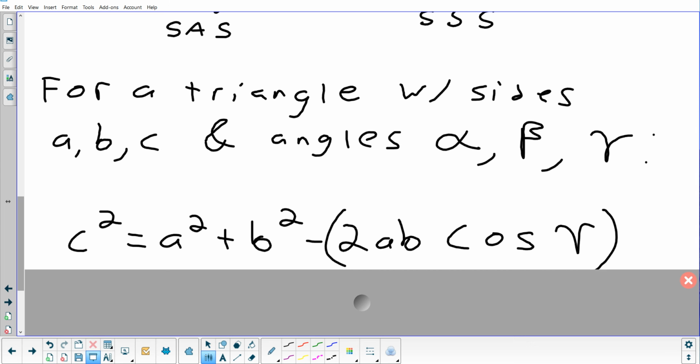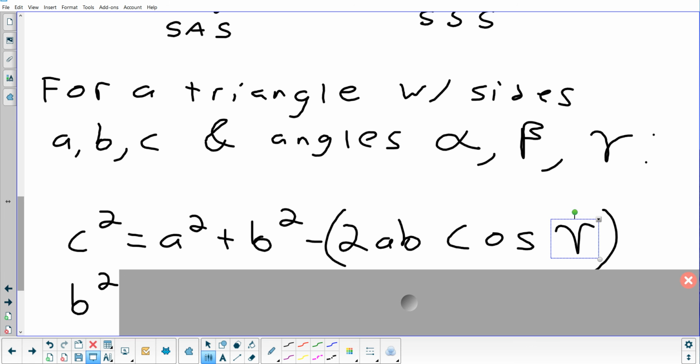So in general, think of it as a pattern. Don't try to remember the exact letters. One side squared equals the sum of the other two squared minus twice the other two that you just used times the cosine of the angle across from the letter you started with. So we could start with a C.